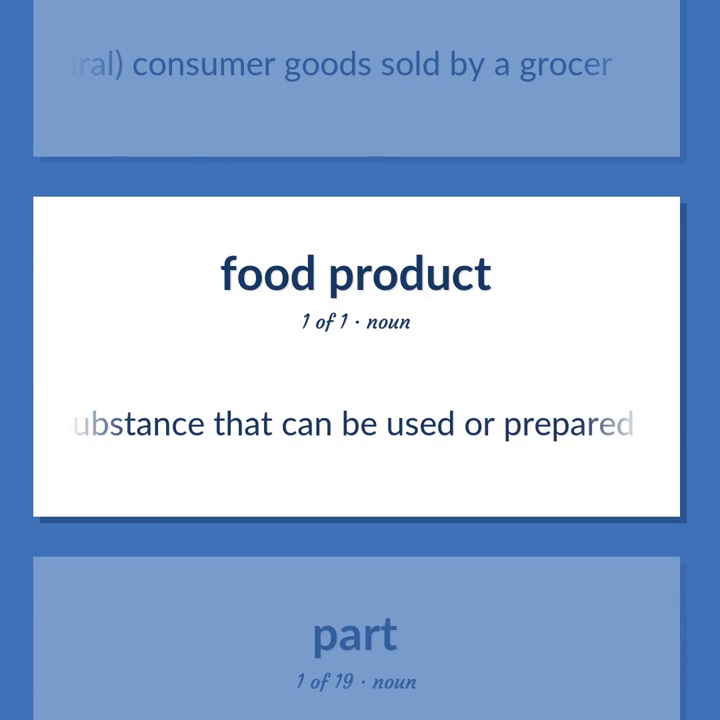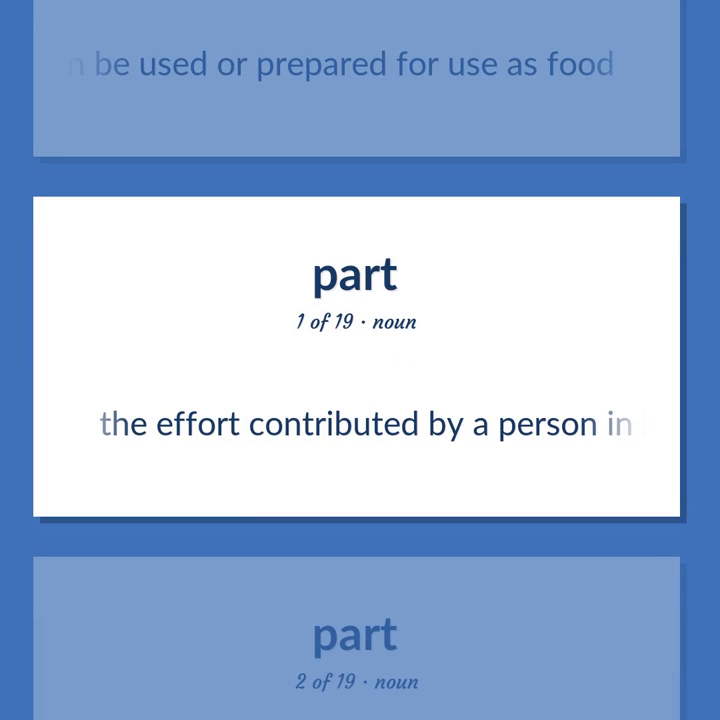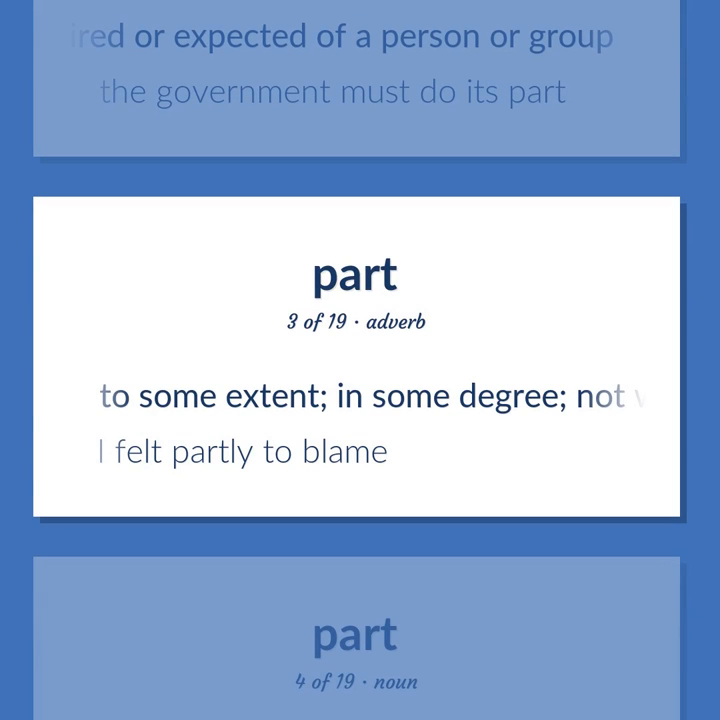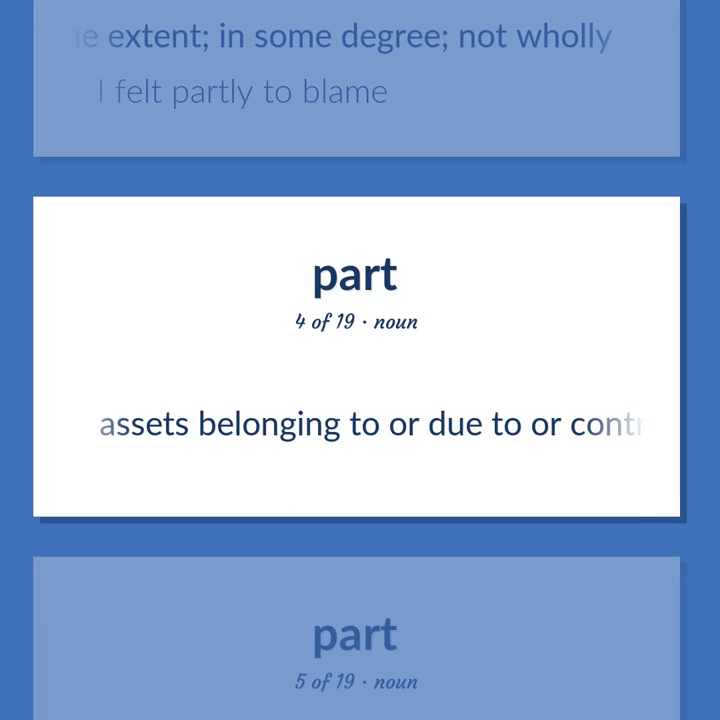A substance that can be used or prepared for use as food. The effort contributed by a person in bringing about a result. The actions and activities assigned to or required or expected of a person or group. The government must do its part. To some extent, in some degree, not wholly. I felt partly to blame. Assets belonging to or due to or contributed by an individual person or group.